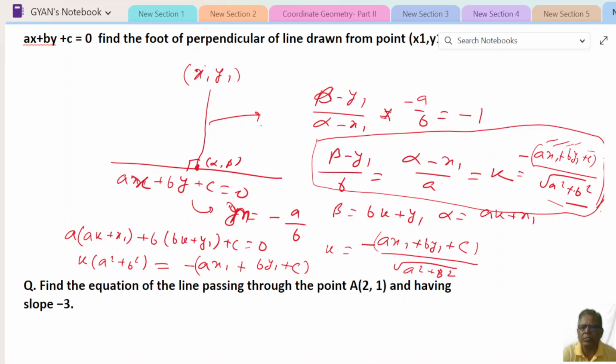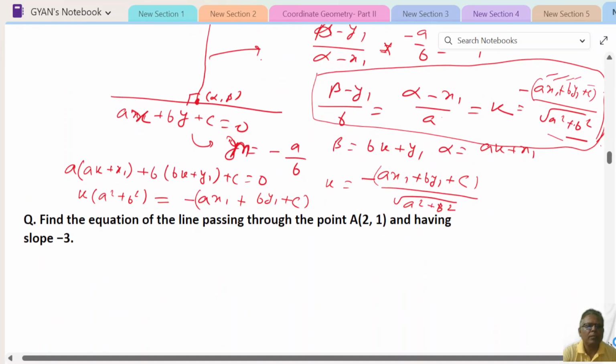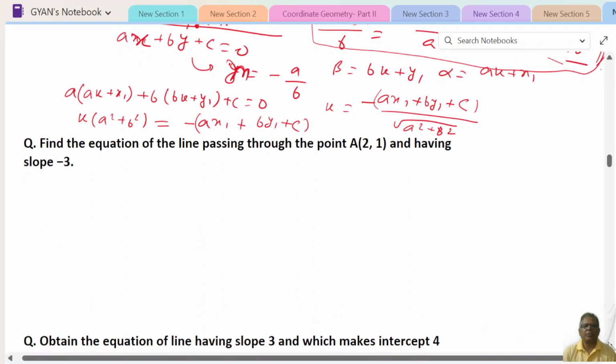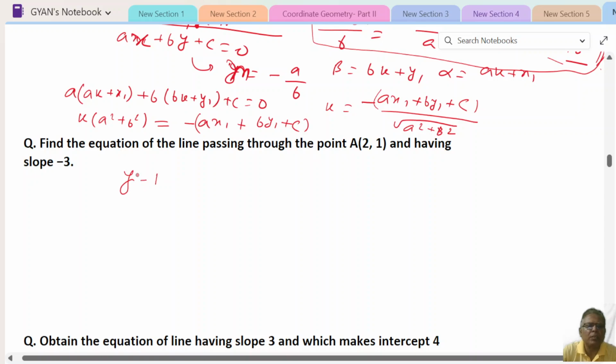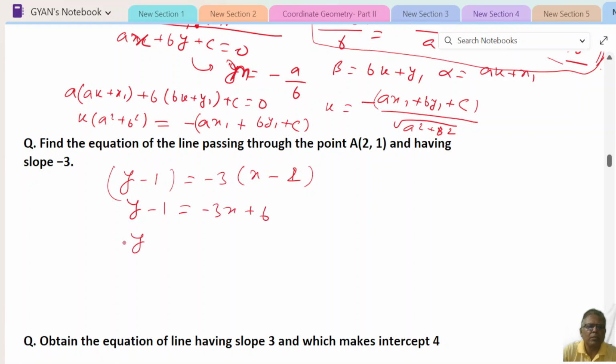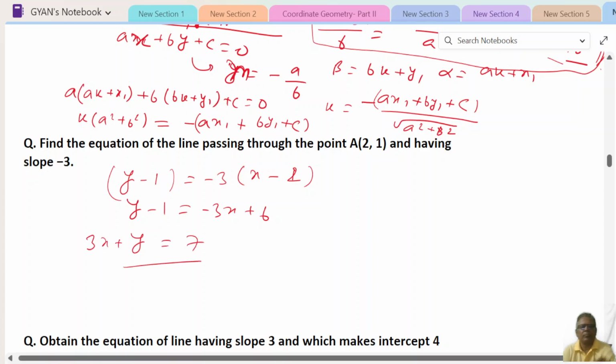Now let's solve some questions. Find the equation of the line passing through a given point and having a given slope. So, one point and the slope: y minus 1 is equal to minus 3 times (x minus 2). So y minus 1 is equal to minus 3x plus 6, so 3x plus y is equal to 7. So this is the equation.